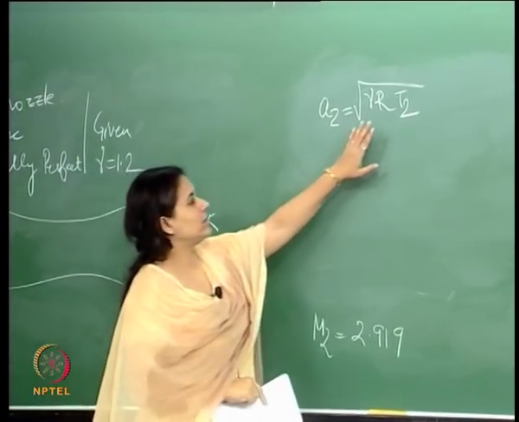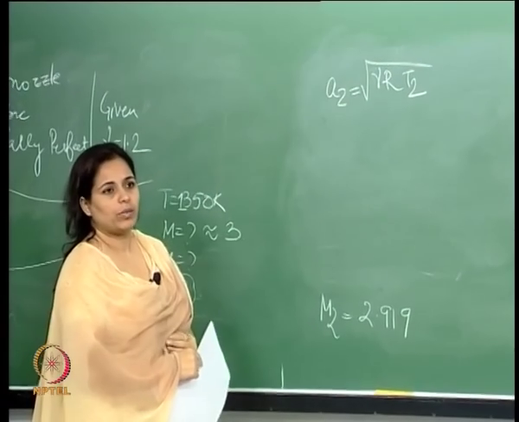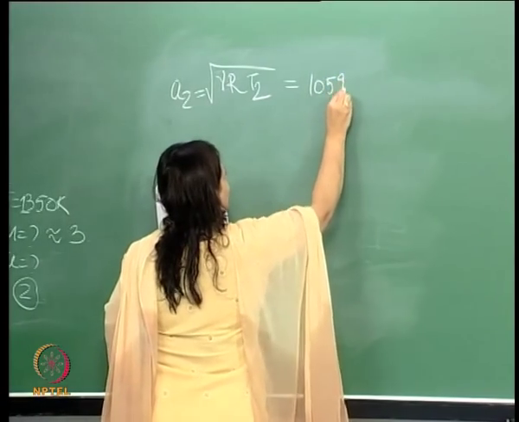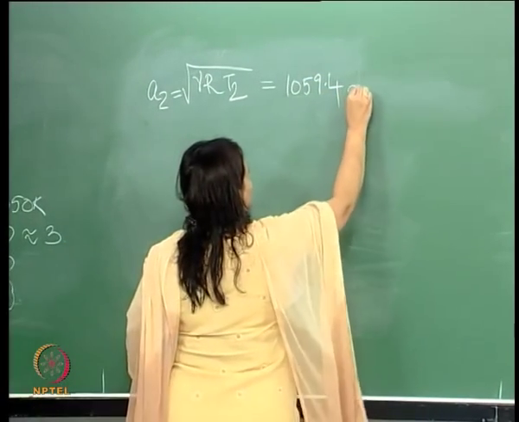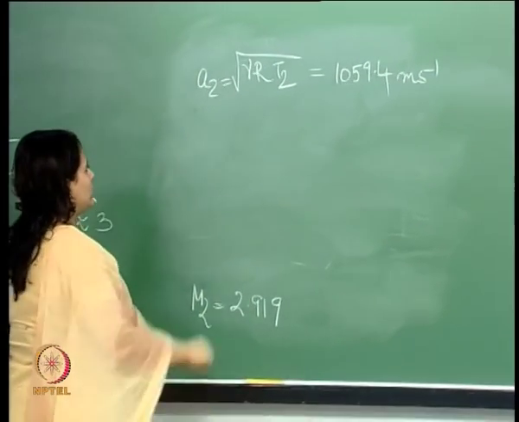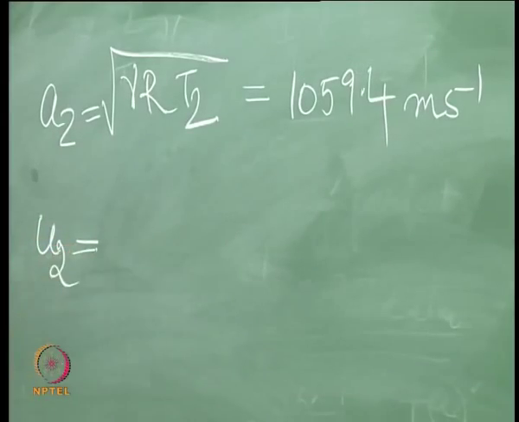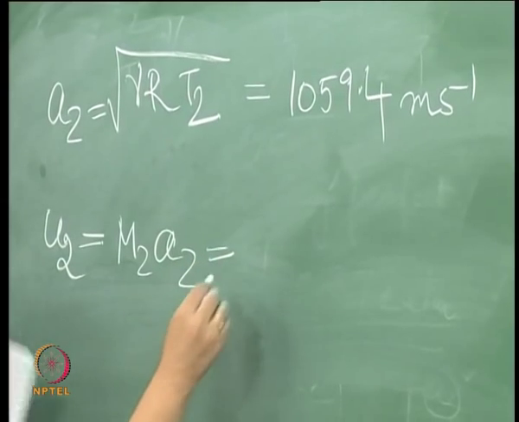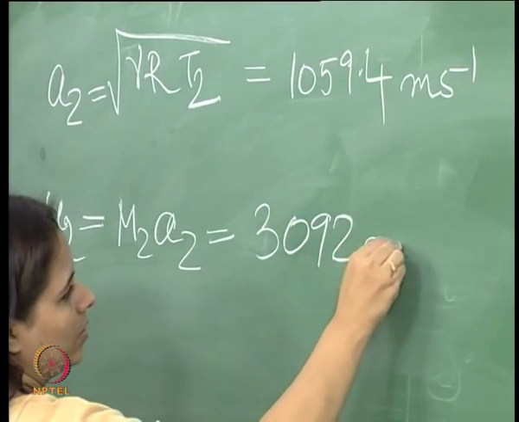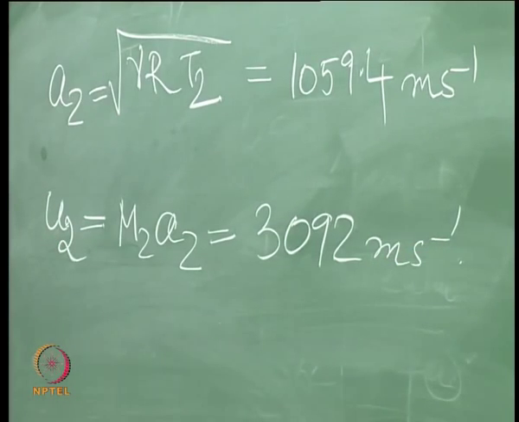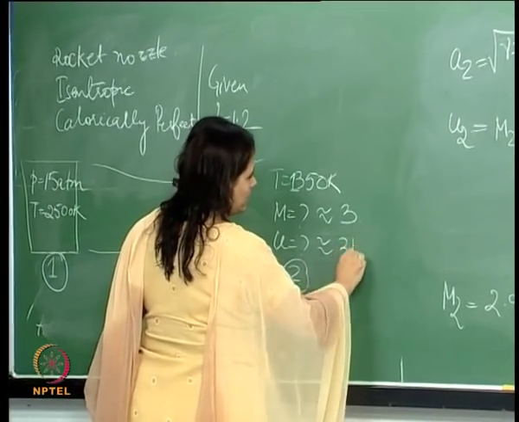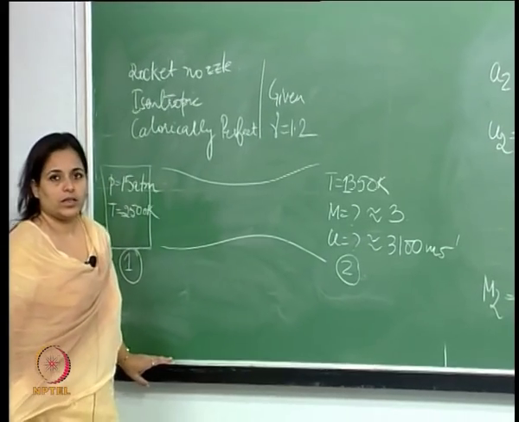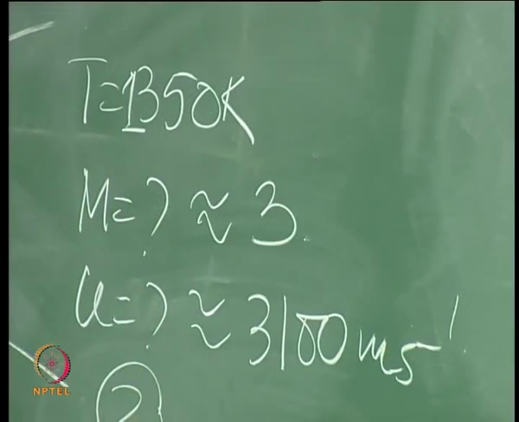Now, we know the exit temperature. So we can find out the exit speed of sound, and this comes out to be this. So therefore, the exit speed can now be calculated as this. So the exit speed is nearly 3.